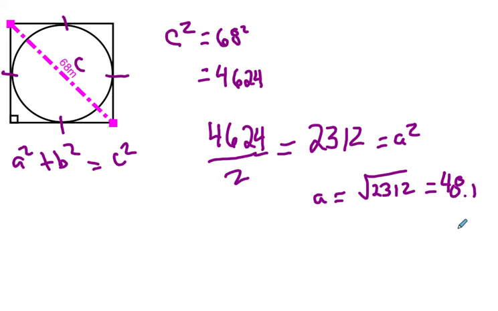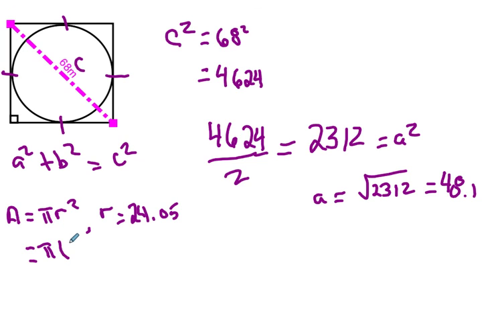Now, this is where things get a little bit more interesting. I now know the diameter of this circle, but the question is, what's its area? So the area of a circle is pi times its radius squared. In this case, for the radius, I need to take my 48.1 and divide it by 2. I get 24.05. So that equals pi times 24.05, squared.